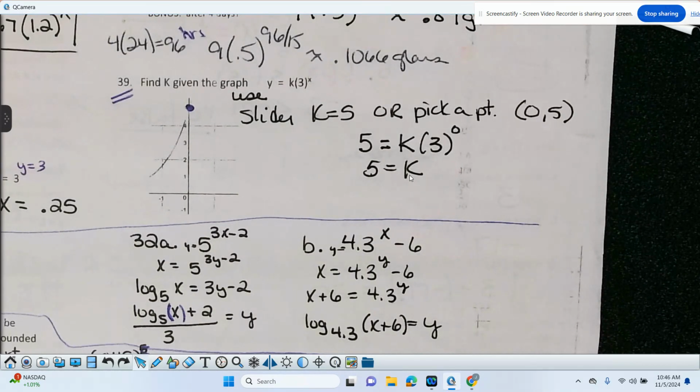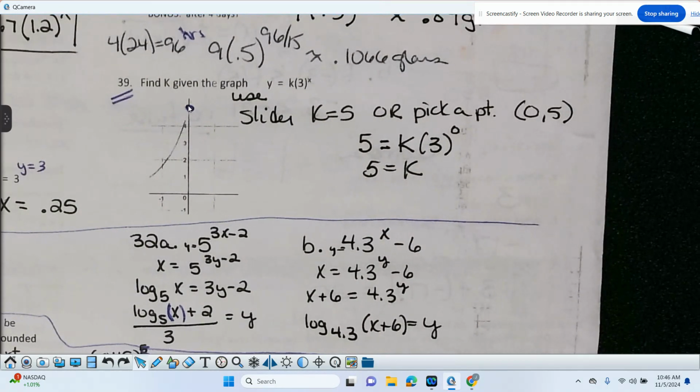Again, I think that's the fastest way, but you could also go through, put this in Desmos like we did before, put a slider, click the slider on for K, and see where you're going to be crossing up here. Where would that graph be crossing at 0, 5? All right, and that finishes up that section.